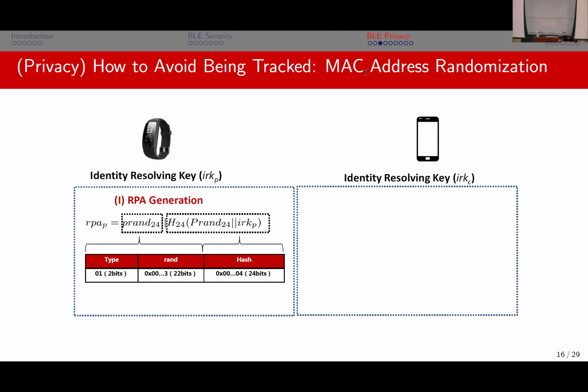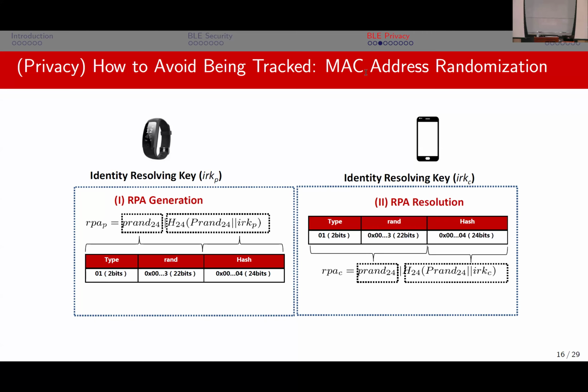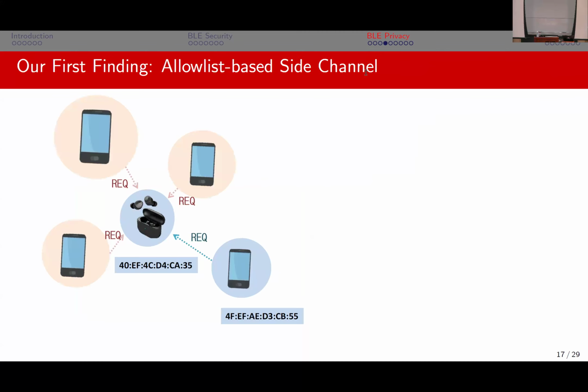Then the receiver receives that. How do I know you? Because I have your IRK, and I'm going to resolve it. How do I resolve it? You take this random number, and you take all the IRKs you have and iterate through them. They might get matched. Oh, I know you, because I have your IRK. This is how they know each other, based on that secret. This is 2010, when they designed this. Basically, they iterate over all the IRKs, and they can resolve this identity.